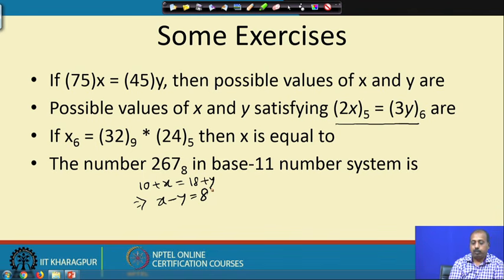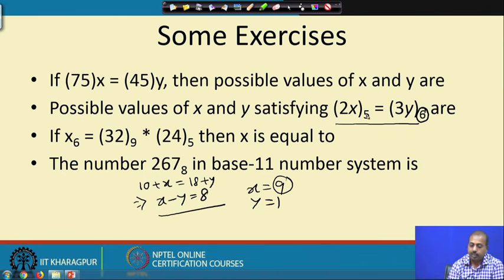So, if I put any value of x and y such that x minus y equal to 8, then we are done. So, can I take say x equal to 9 and y equal to 1? That satisfies this relationship, but the problem is this: y should be less than 6 and this x cannot be 9. So, x has to be less than 5.